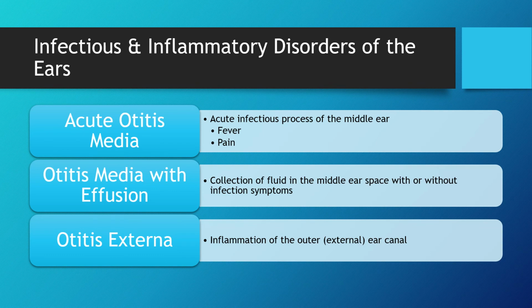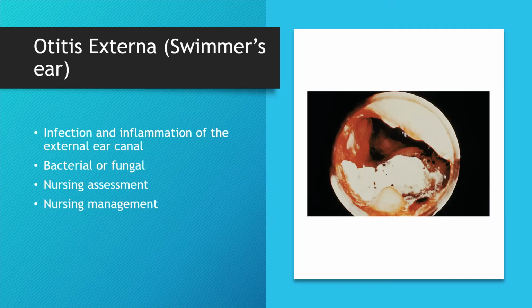And then the last one we're going to talk about is otitis externa, and that's that inflammation of that outer or external ear canal. So otitis externa can also be known as swimmer's ear. And again, it's that infection or inflammation of that external ear canal. Its typical causes are from bacteria or fungal.